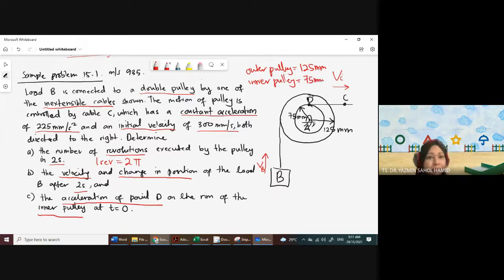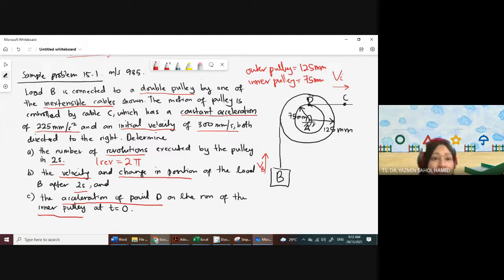Okay, now. So basically you kena faham ada dua pulley, and then motion of the pulley ni control by cable C. So cable C ni tarik, so block B ni boleh naik atas lah. Maksudnya tali tu dia akan berpusing dalam tu lah. Lepas tu dia dah bagi dah constant acceleration dia dengan initial velocity dia.